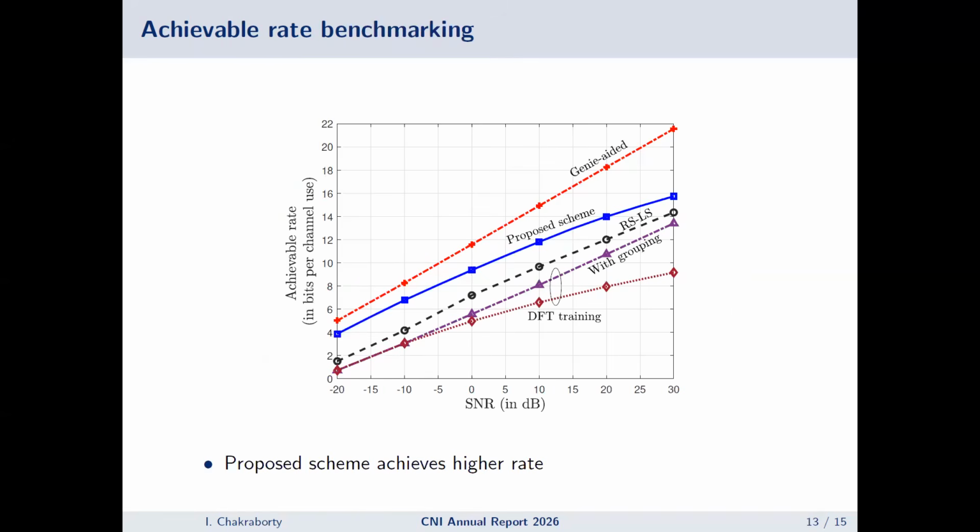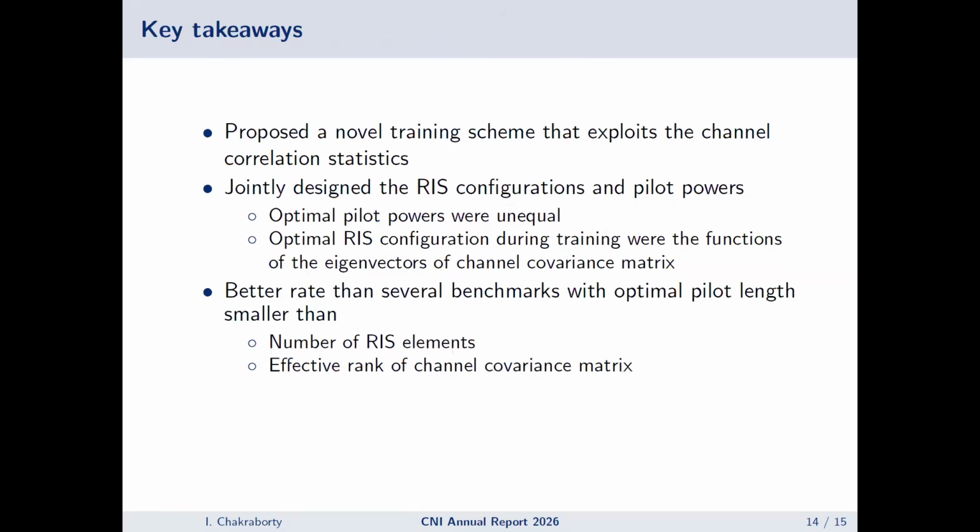Now, we claimed a lot of things, but how do we fare against other existing schemes? In this numerical result, we plot achievable rate and benchmark it with the Genie-aided scheme, the RSLS scheme, and DFT training with and without grouping. And we show that our proposed scheme achieves higher rate than all the practical schemes. This Genie-aided scheme assumes full CSI availability, so it's kind of an upper bound to all the practical schemes. So obviously, our proposed scheme will do worse because we are considering estimation error and no CSI availability.